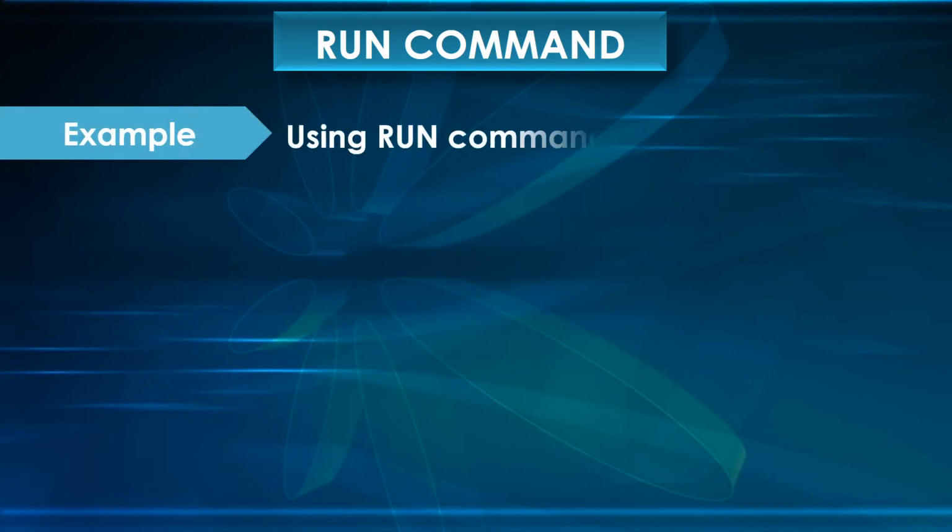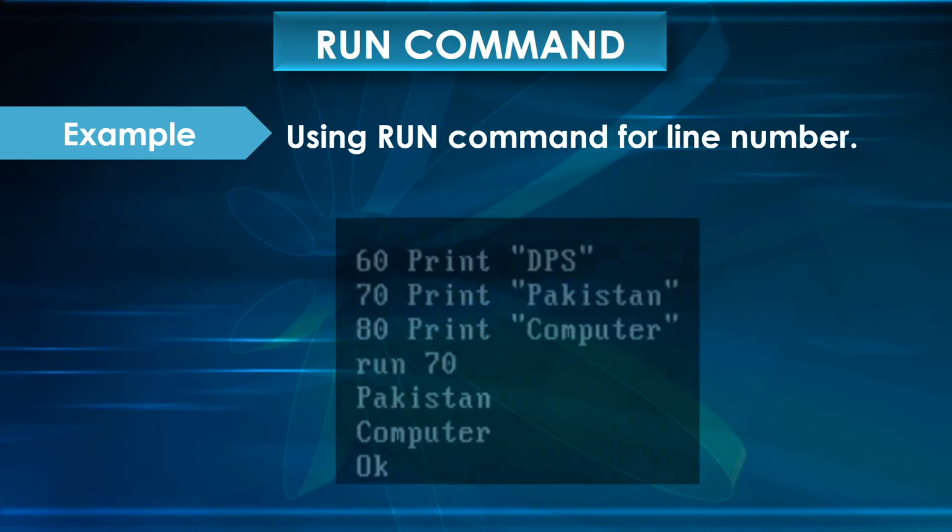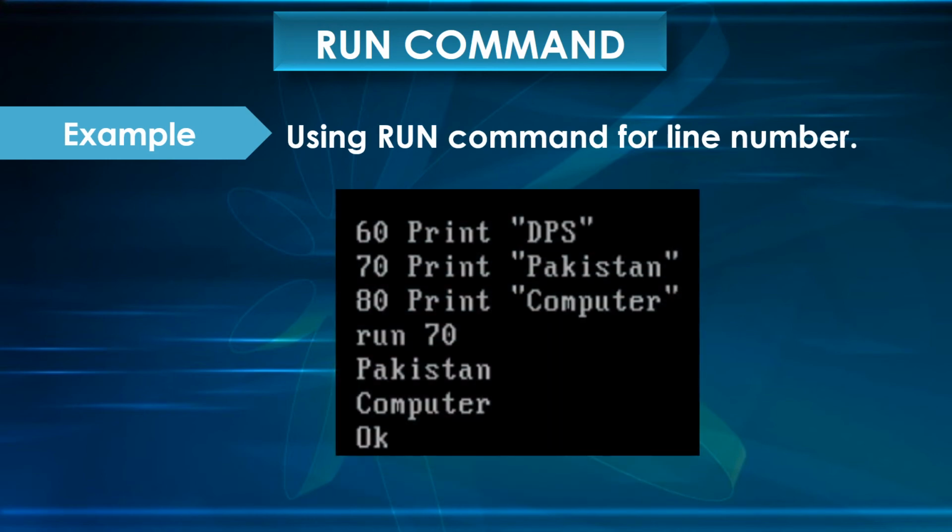Let's see another example using run command for line number. In this program, I have written 3 lines 60, 70, 80, print DPS, print Pakistan and print computer. When I executed it, I have mentioned line number 70 and you can see the output. It has given me the output for line number 70 and the lines after that.